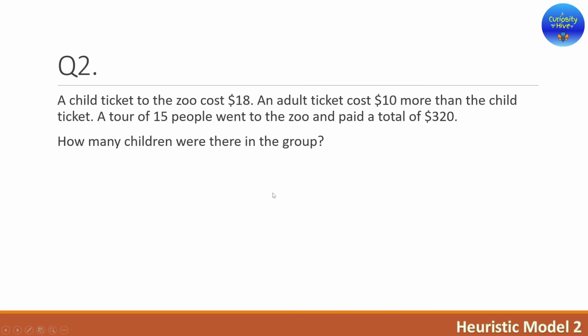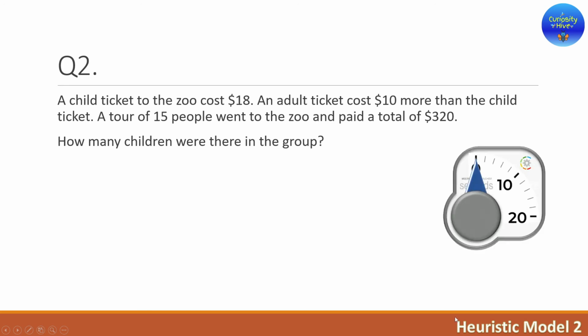The next question reads, a child ticket to the zoo costs $18. An adult ticket costs $10 more than the child ticket. A tour of 15 people went to the zoo and paid a total of $320. How many children were there in the group? Remember, this is a heuristic model 2 type of question where we guess and check. So try it out.